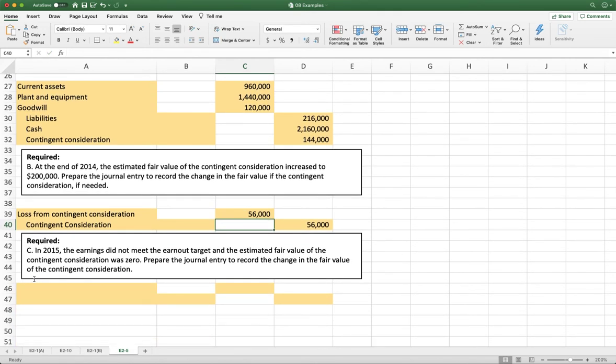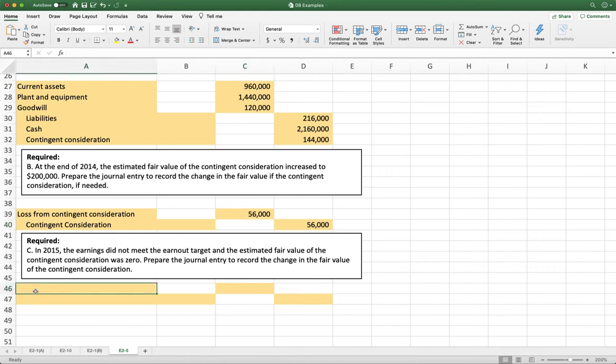Then for Part C, in 2015, the earnings did not meet the earnout target, and the estimated fair value of the contingent consideration was $0. Prepare the journal entry to record the change in the fair value of the contingent consideration. So we got to the end of the period where management could earn this extra payment, and they did not earn it. So now we know we're not going to have to pay this at all.